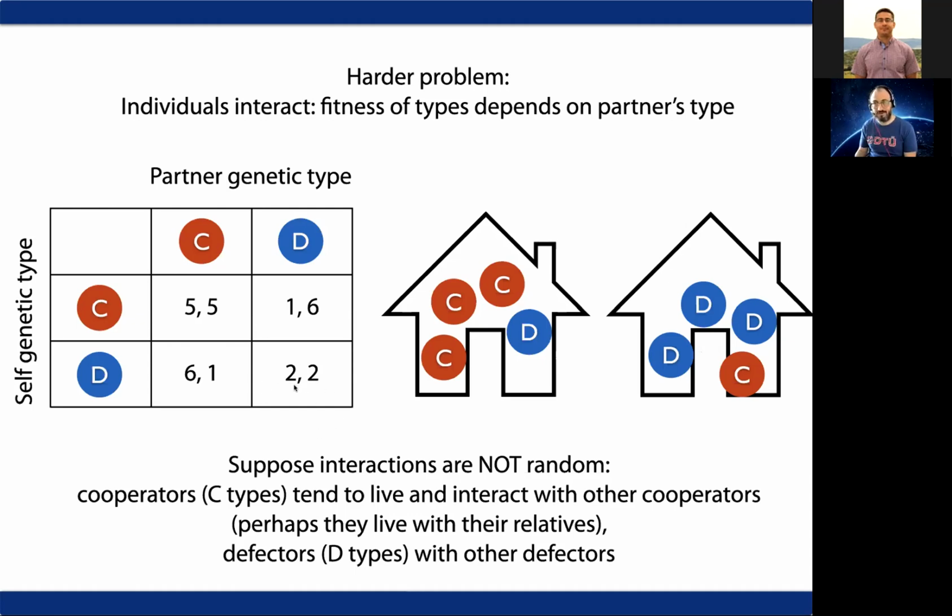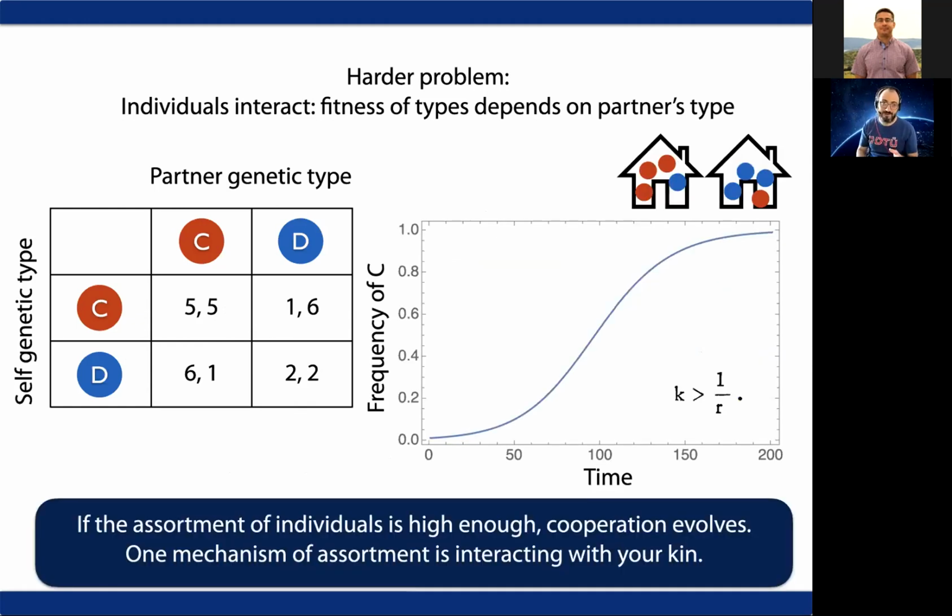And if this assortment, this difference in probability of interacting with your own type, is great enough, then the expected fitness of cooperators is going to be higher. And that's what Hamilton's rule says, basically. If this assortment of individuals is high enough, you have a high enough probability that cooperators interact with other cooperators and defectors interact with other defectors, then cooperation evolves.